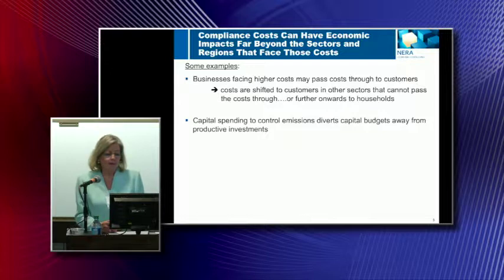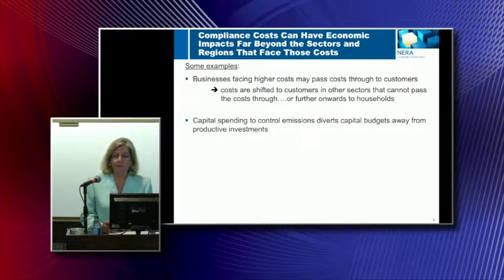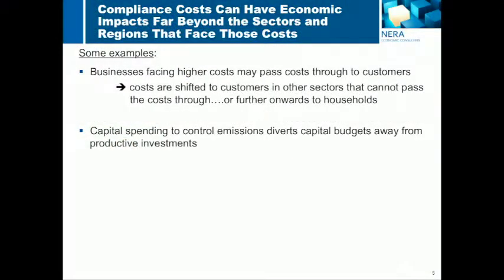Capital spending to control emissions can divert capital budgets away from other productive investments. So there's a resource base of capital, and there's some limits on it. When it's spent in one dimension, that can limit how much gets spent in other dimensions. In turn, that lack of as much productive investment can reduce labor productivity, it can reduce other forms of productivity across the economy, and all of this can translate into reductions in workers' incomes.